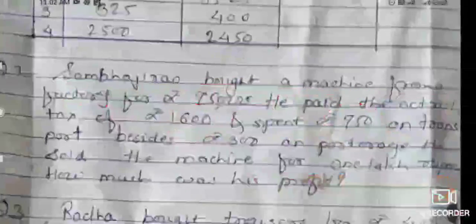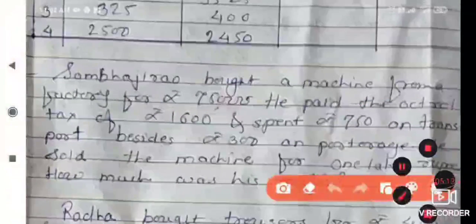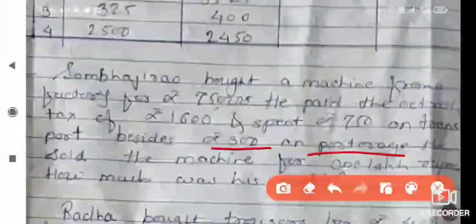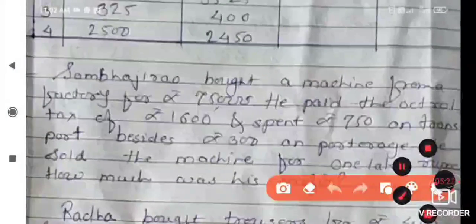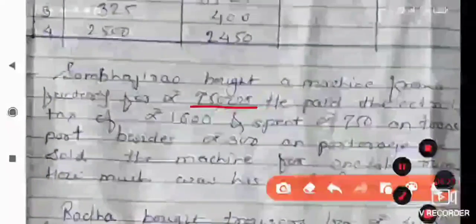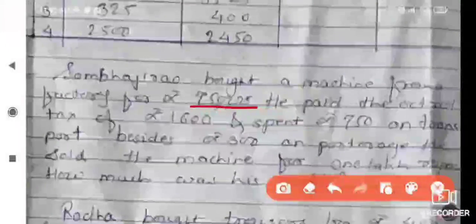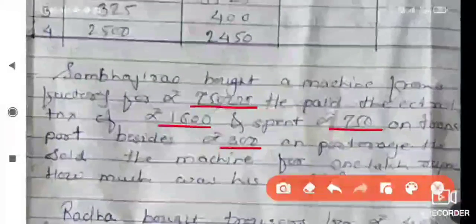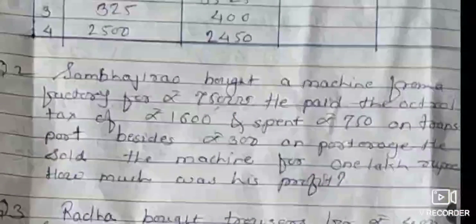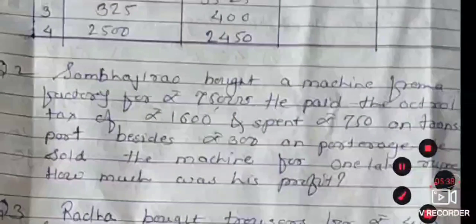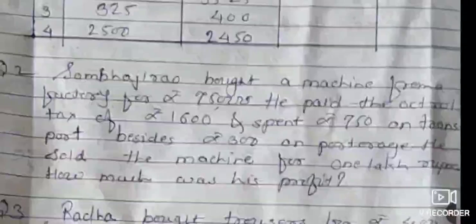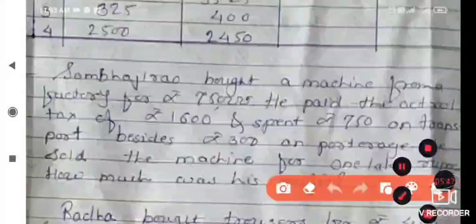And again, as given here, he paid 300 rupees for porterage to put the machine into the factory. So in the CP we have to add 75,000 plus 1,600 plus 750 and then 300. Then he sold that machine for 1 lakh rupees. So 1 lakh rupees is the SP of the machine.